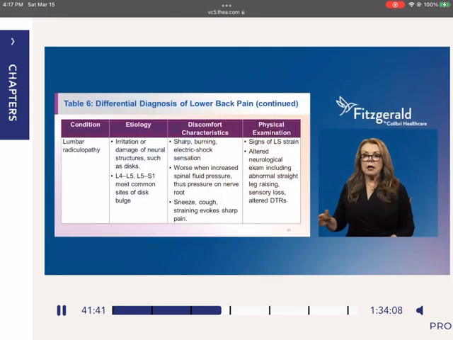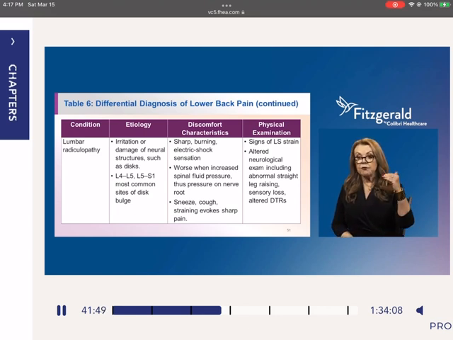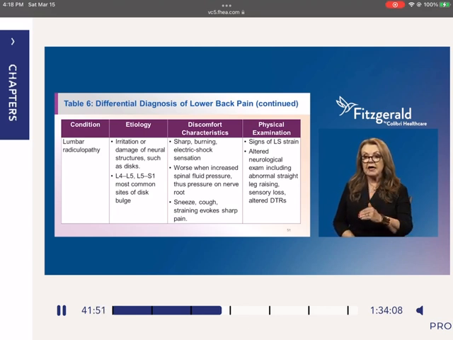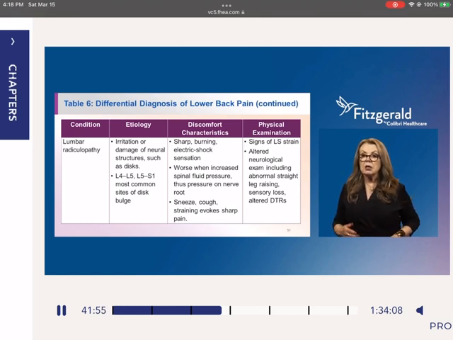Now, what about lumbar radiculopathy? What's the etiology? It's irritation or damage of the neural structures, such as the discs. L4-L5 and L5-S1 are the most common sites of disc bulge. And what will the discomfort characteristic be? Sharp, burning, electric shock type sensation.